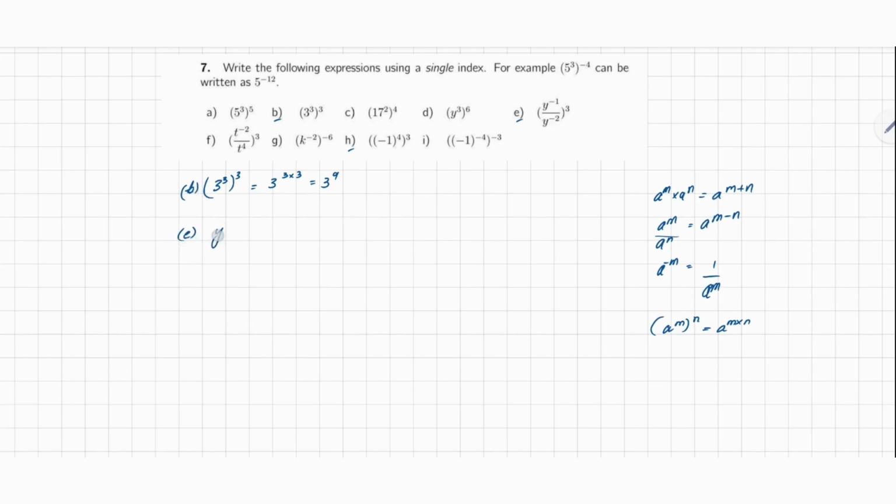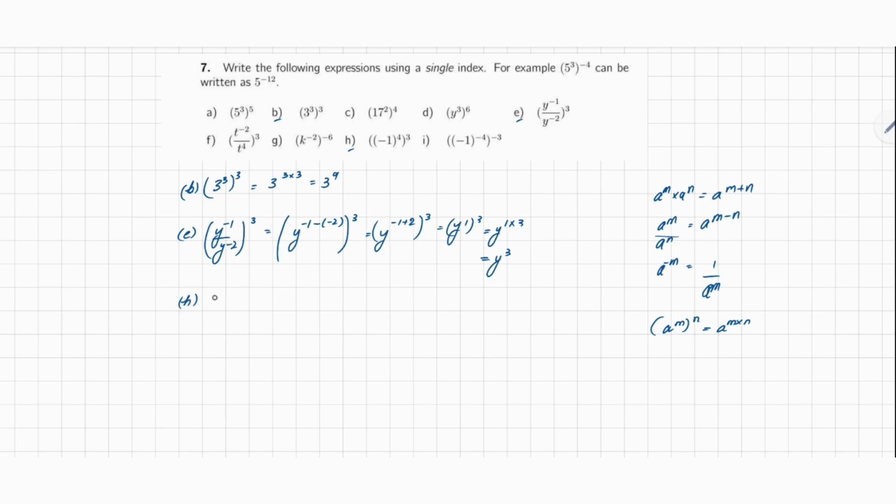Next, for question E, we have y to the power minus 1 over y to the power minus 2, all cubed. So that can be written as y to the power minus 1 minus minus 2, cubed, using this formula. And that gives us y to the power minus 1 plus 2 cubed. It's y to the power 1 cubed. So that's y raised to 1 times 3. And that's y cubed.